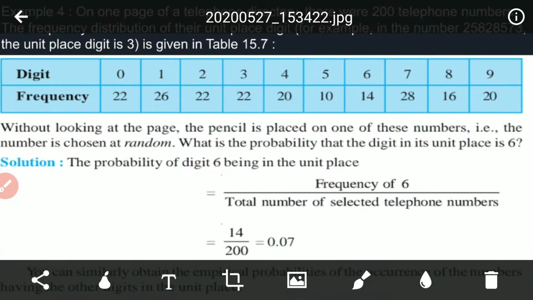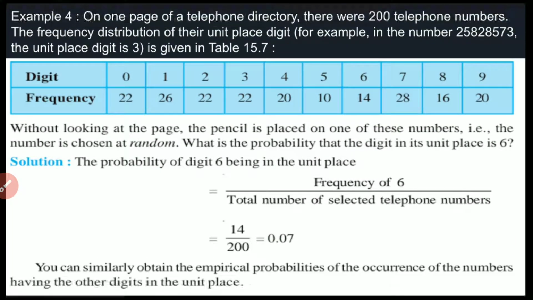In example 14, you can see one page of the telephone directory. There are 200 telephone numbers. The frequency distribution of the unit place digit is given. For example, in the number 25828573, 3 is the unit place digit. In the same way the digits 0, 1, 2, 3, 4 and so on are given, with frequencies such as 22, 26, 22.